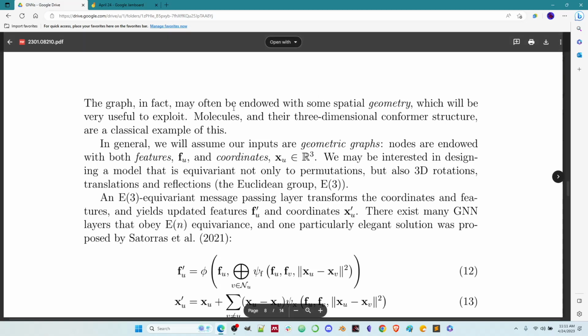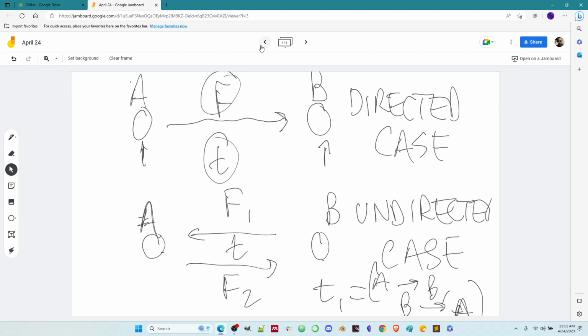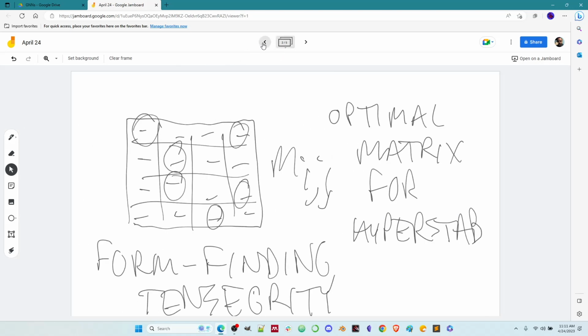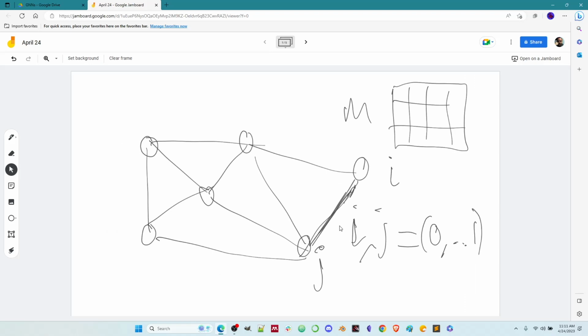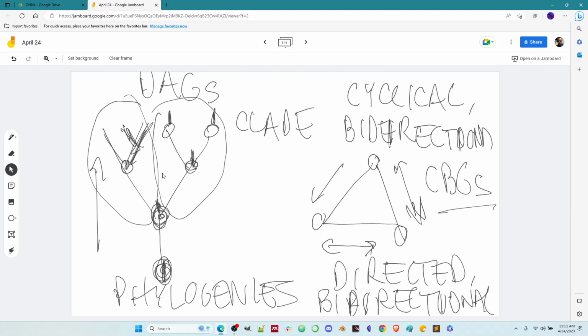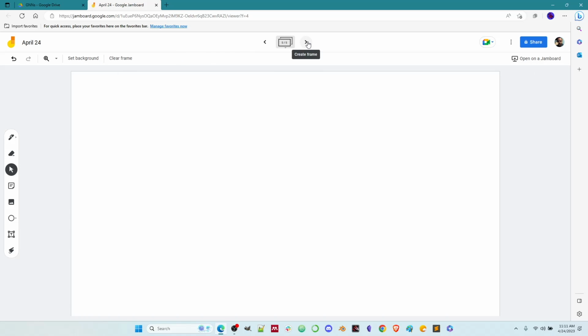So the graph is often endowed with some sort of spatial geometry. And I think if you look at the graph that I showed you here, this doesn't really have much of a spatial geometry. This graph, the phylogeny, has a very distinct spatial geometry. This little triangle has a spatial geometry. Sometimes the geometries can look very distinct.